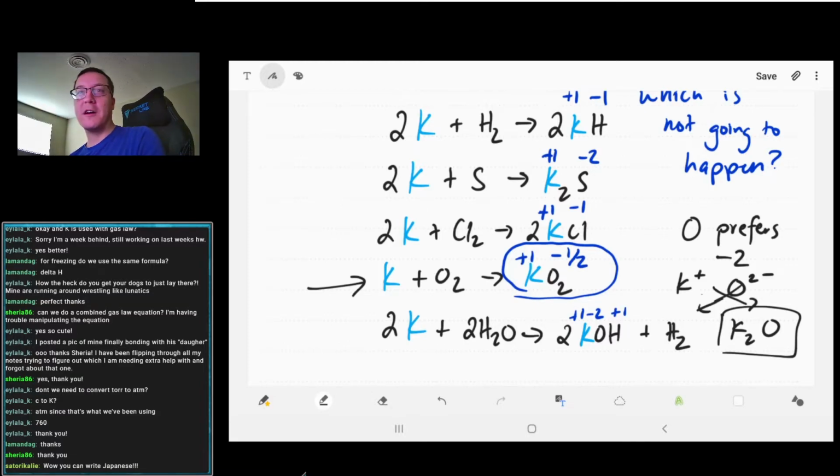These are normal oxidation states on the other problems. This one has a weird one. So that's why we would choose this one as our answer.